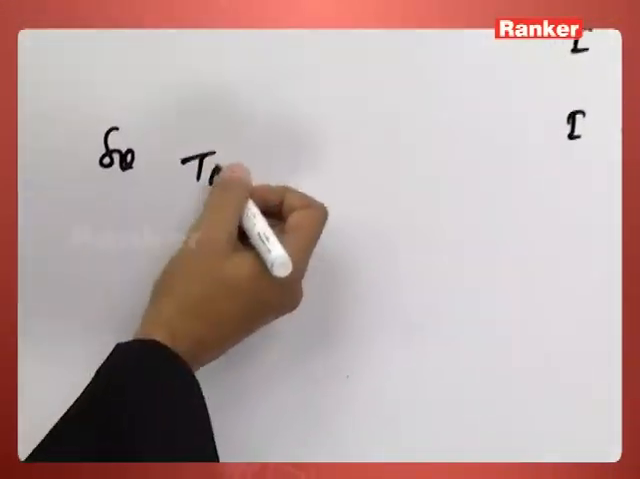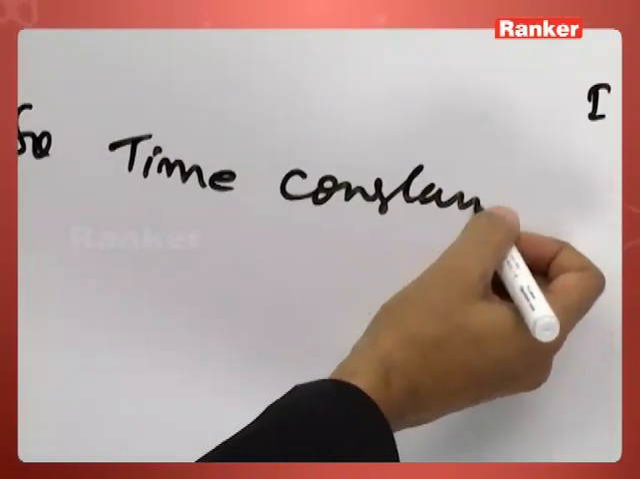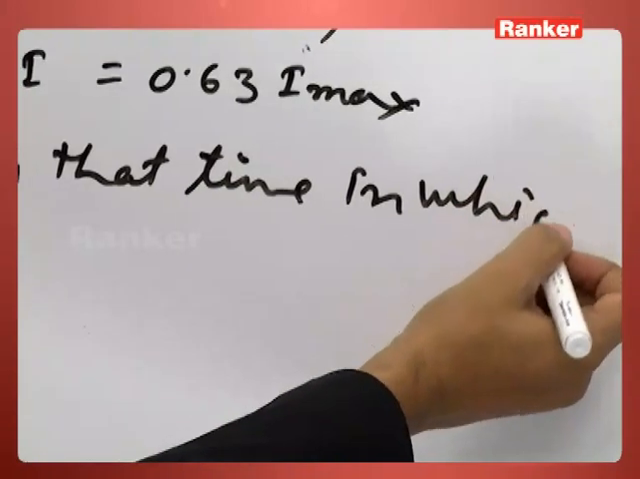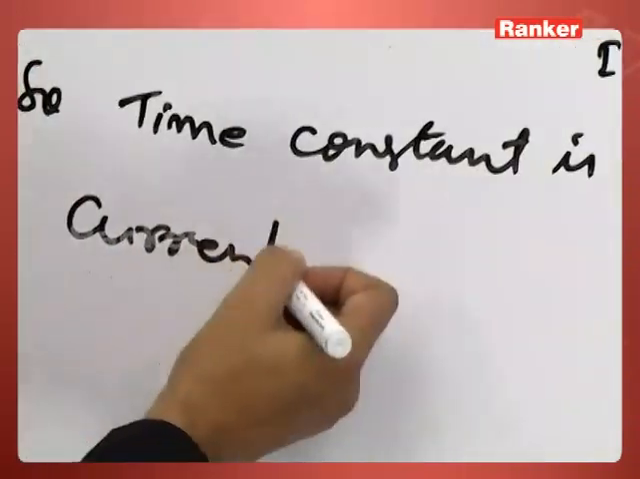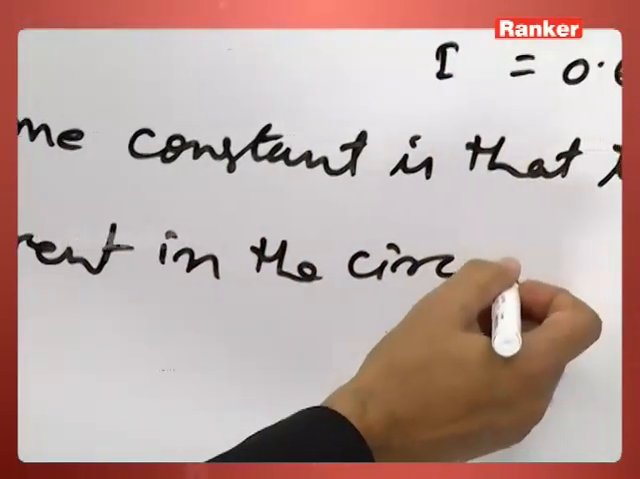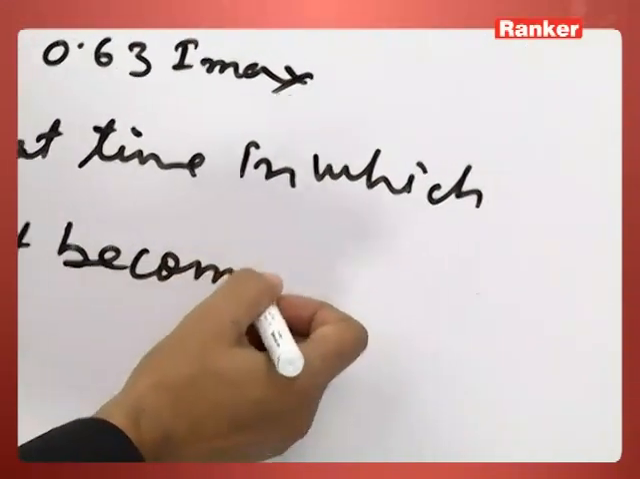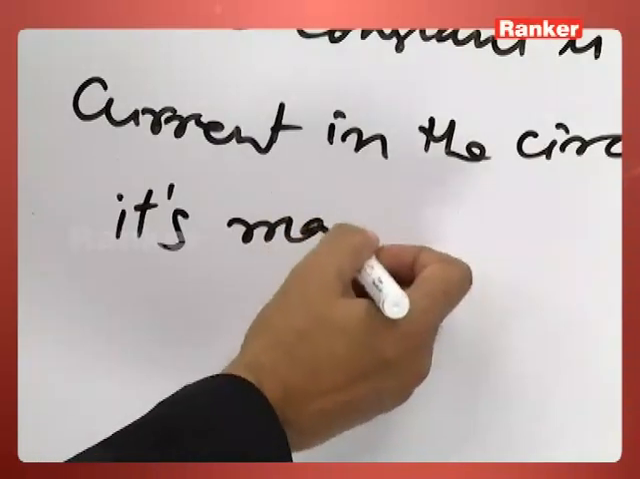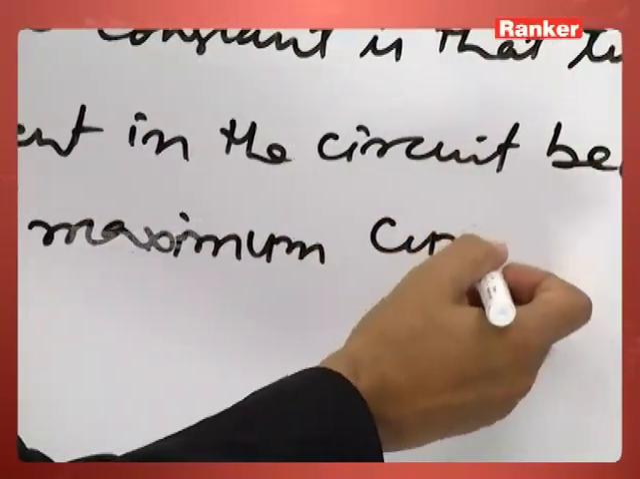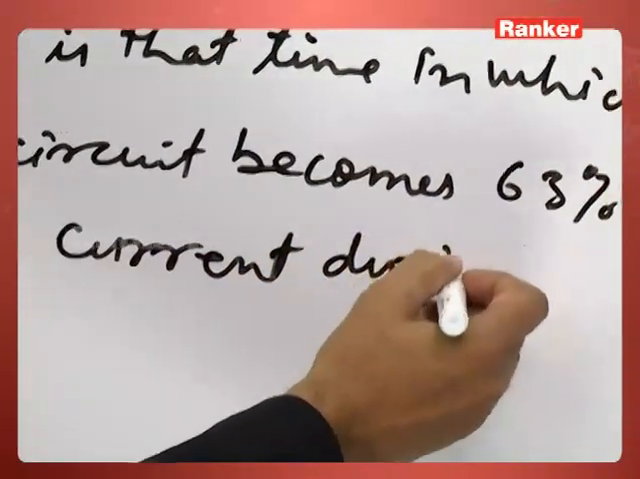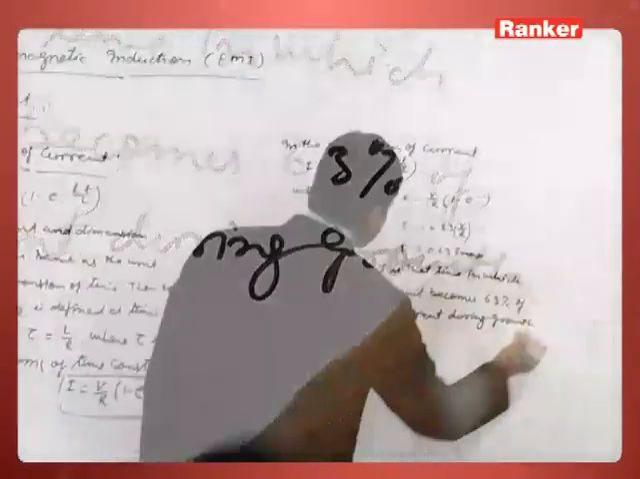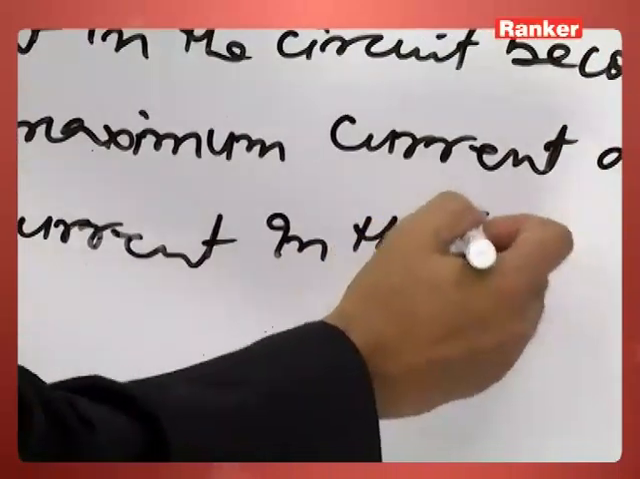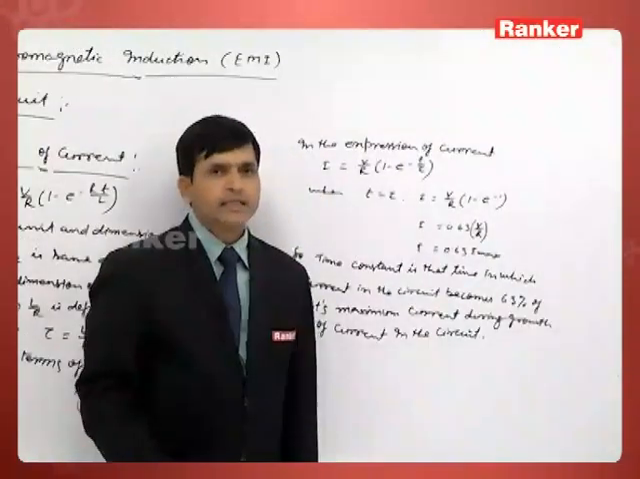So time constant is that time in which current in the circuit becomes 63% of its maximum current during growth of current in the circuit. Likewise, we can define time constant.